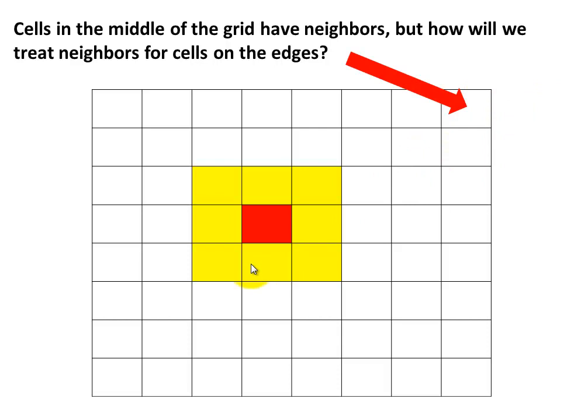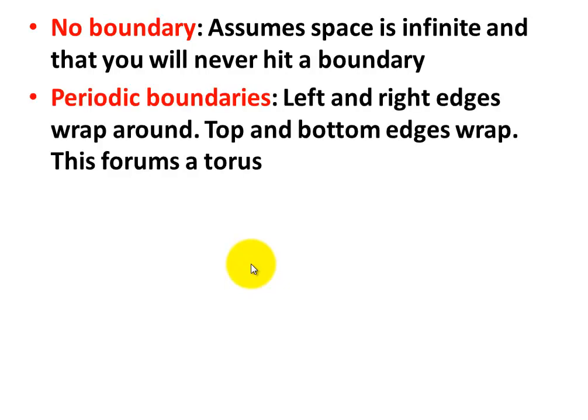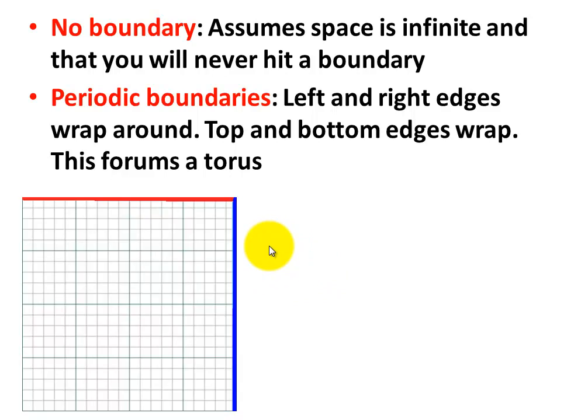Right, so there's 4 boundary conditions that we're going to talk about. The first one is no boundary. So this assumes that space is infinite and that you will never hit a boundary. Very common, you'll see periodic boundaries. So the idea here is that the left and right edges wrap around and the top and bottom edges wrap around, and this forms something called a torus.